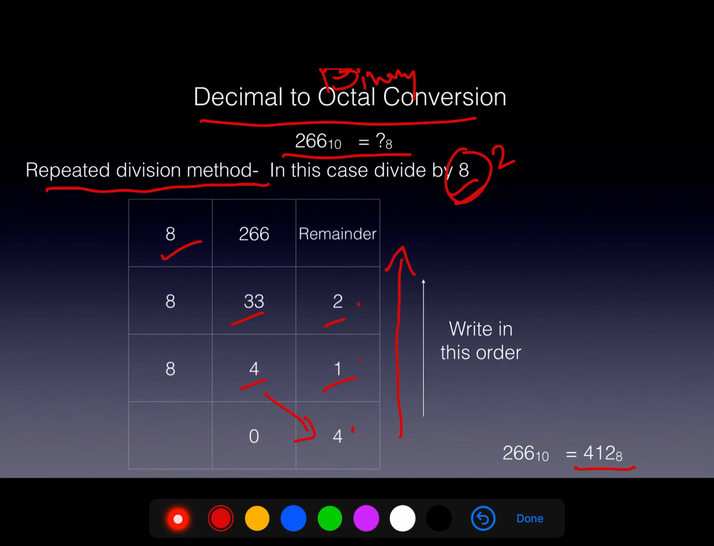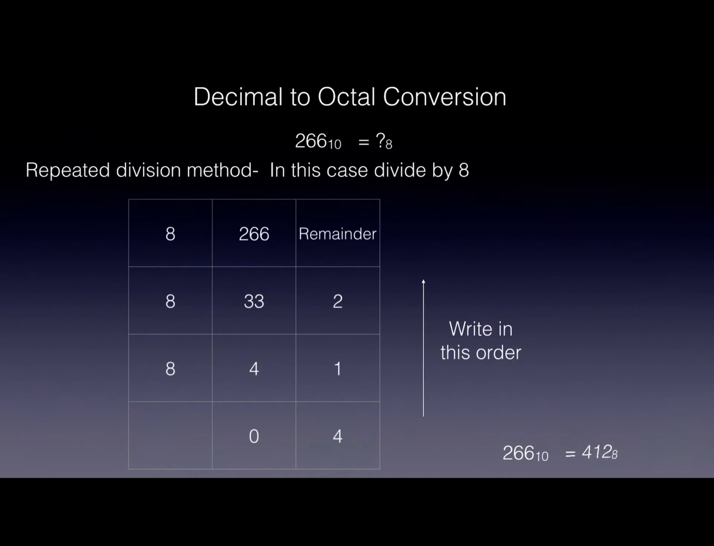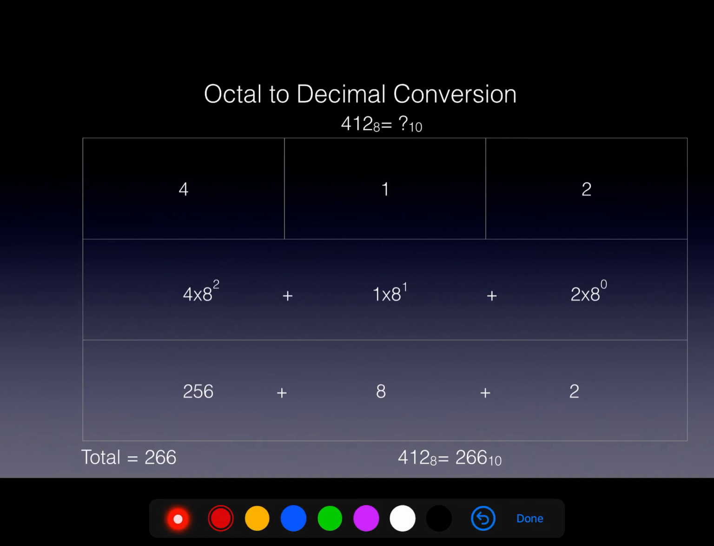I think that is quite simple. Just remember repeated division, in this case by 8 because of octal numbers. Now we will do the reverse process, converting octal to decimal, using the same example. We converted it to 412 base 8, and now we want to get the decimal equivalent back.